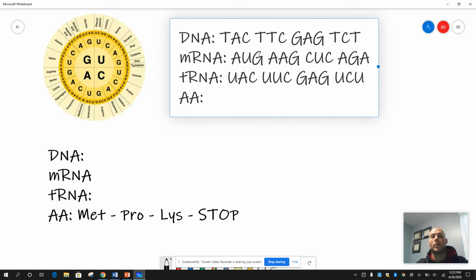So starting with AUG, again, we come over to our circle. We find A right here. So now we're stuck in this lower left quadrant. We then go to U. U is right here. So now we're down here. And then we find the G, which is methionine. We can just abbreviate it MET.